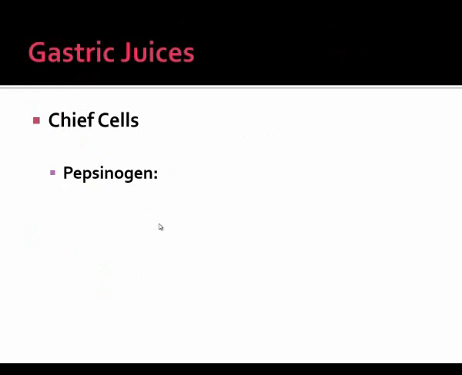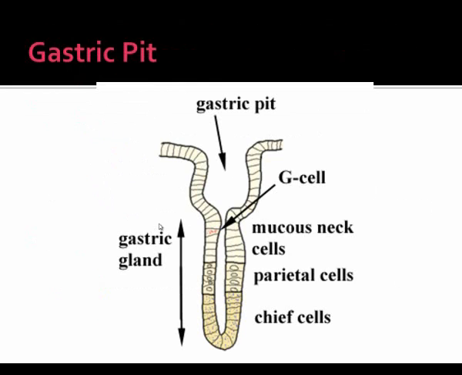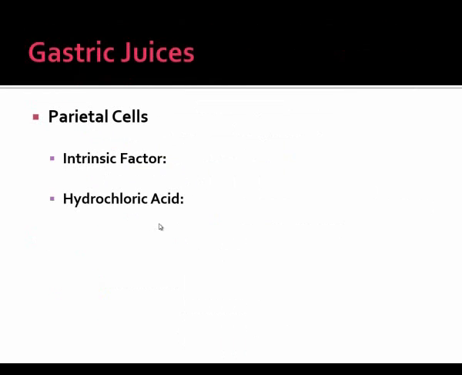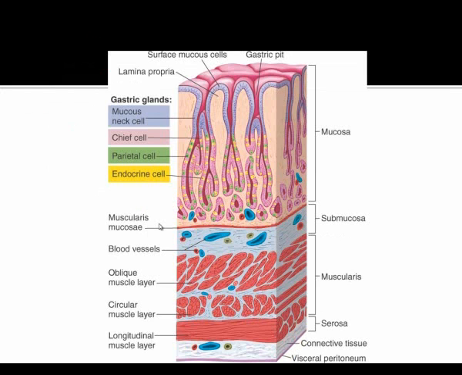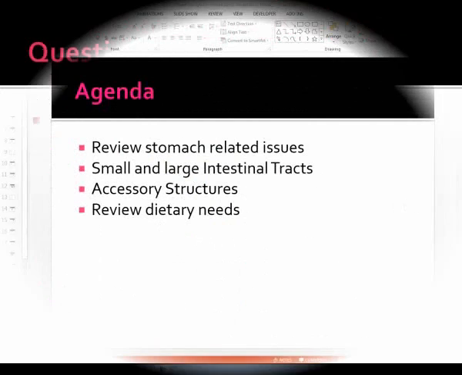So there's kind of a lot. You've got to know pepsinogen, hydrochloric acid, intrinsic factor, and how they are related. How are they working together or not working at all? Remember the mucus cells, what are they responsible for?